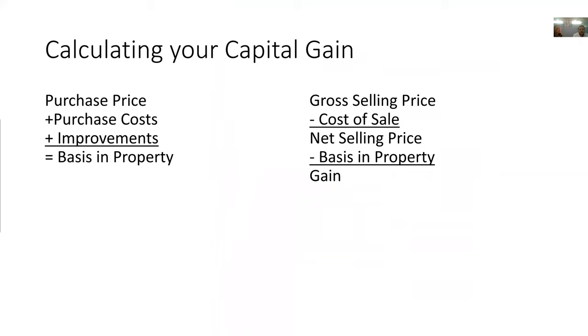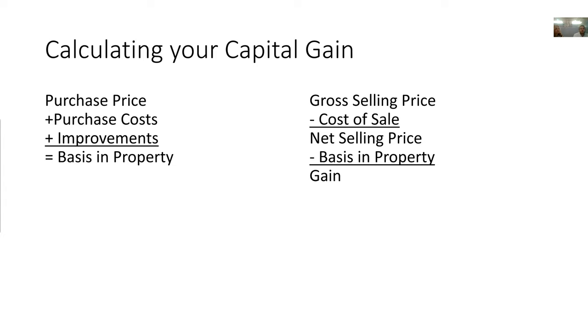So when you calculate your capital gain, the first thing you need to do is know what your basis in the property is. And for that, it's the purchase price plus any purchasing costs, plus any improvements that you've made in the property, and that's your basis. Improvements are things that make it better. It's not necessarily maintenance items. If you paint a building, that doesn't really count. But if you were to install an air conditioner on the building, that would increase your basis.